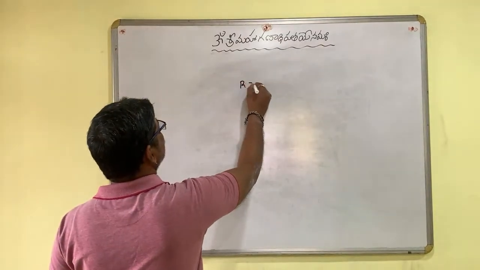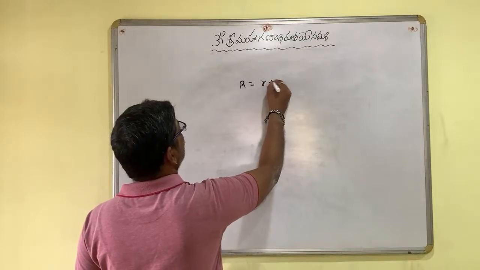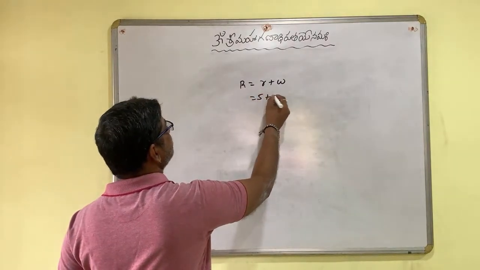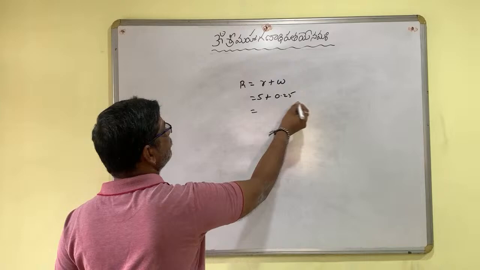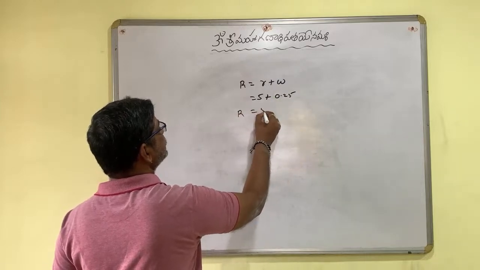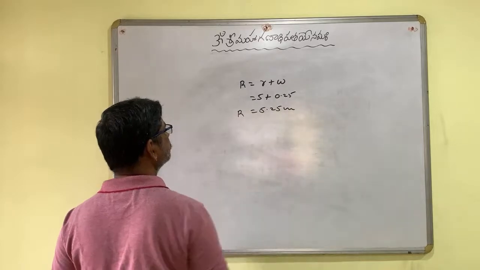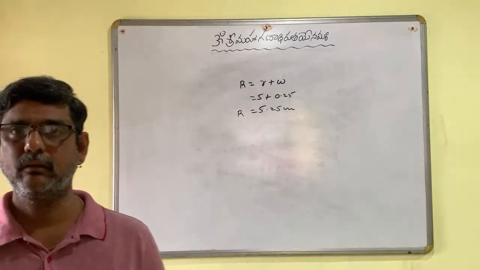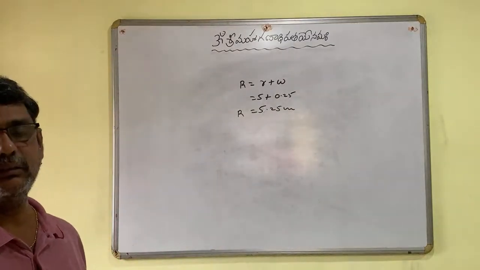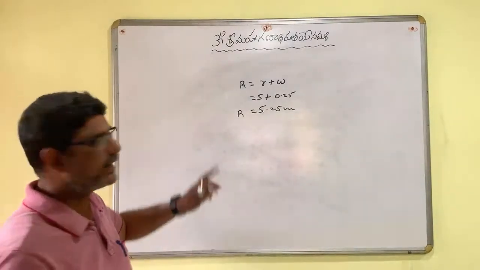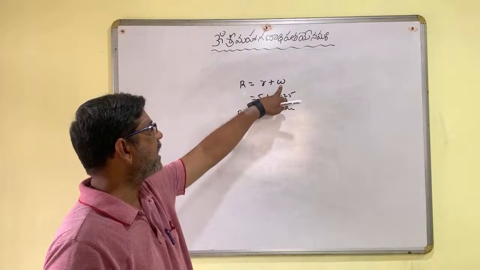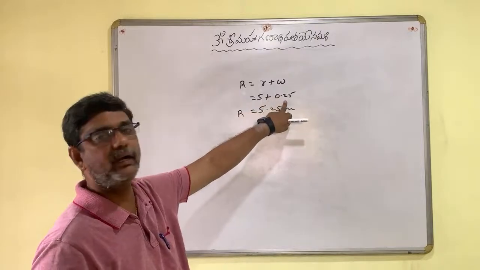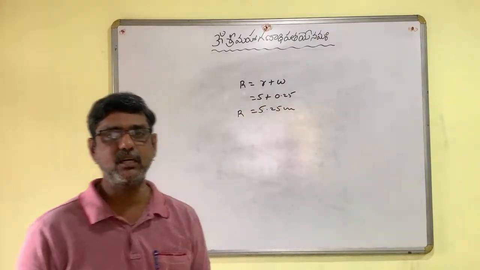That means capital R should be found using the formula small r plus W. Small r is given as 5 centimeters, W is given as 0.25 centimeters. So capital R is 5.25 centimeters. Okay? In order to find the outer radius, we need to add the given thickness to the inner radius, which is 5 plus 0.25. So the outer radius becomes 5.25.